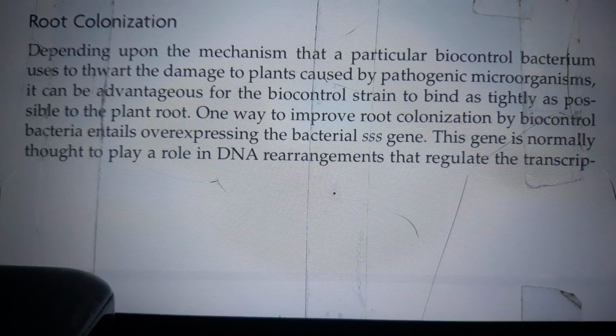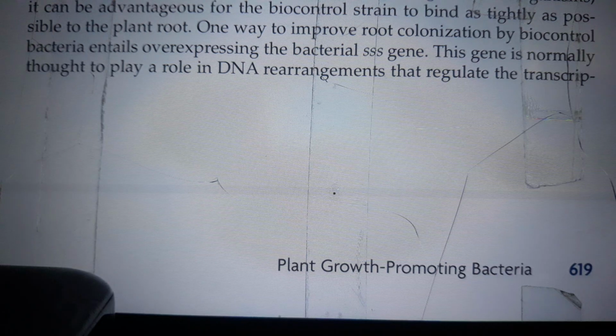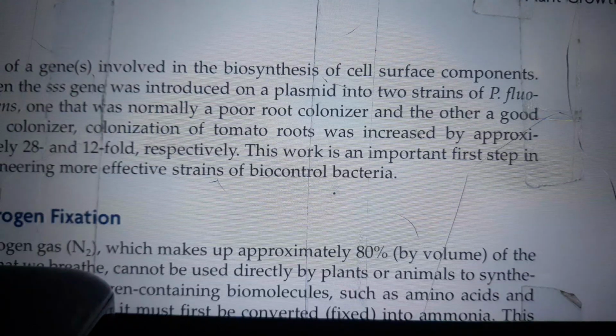Depending upon the mechanism that a particular biocontrol bacterium uses to thwart the damage to plants caused by pathogenic microorganisms, it can be advantageous for the biocontrol strain to bind as tightly as possible to the plant root. One way to improve root colonization by biocontrol bacteria entails overexpressing the bacterial tpl gene. This gene is normally thought to play a role in DNA rearrangements that regulate the transcription of a gene or genes involved in the biosynthesis of cell surface components.